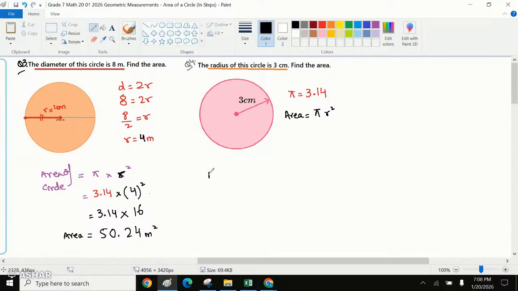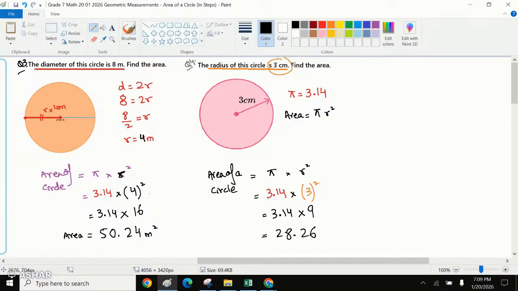So can we say that area of a circle would always be equal to pi multiplied by r squared? The value of pi was 3.14 multiplied by the radius, and the radius given to us is 3. That means 3.14 multiplied by 9. It comes out to be 28.26. What is the unit over here? That is centimeter. We write centimeter squared. And this is the area for this circle in question number 4.